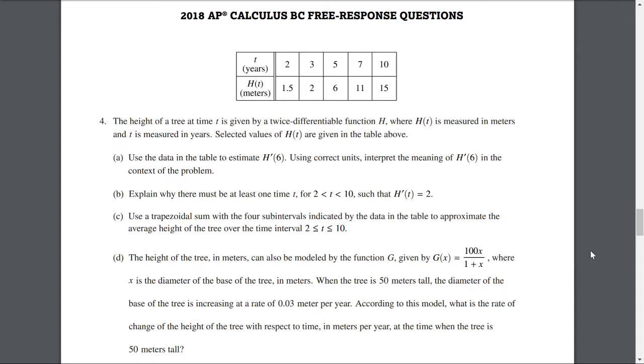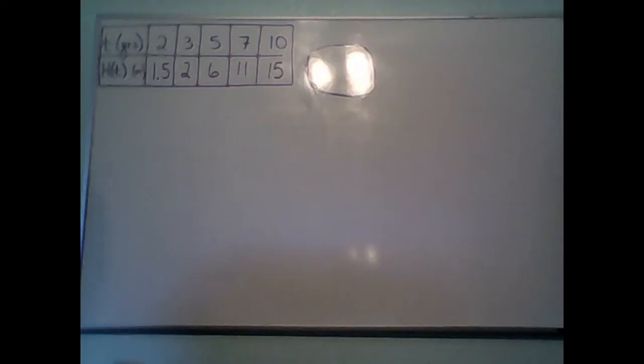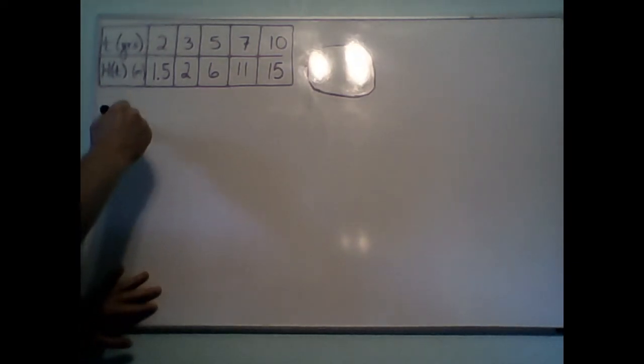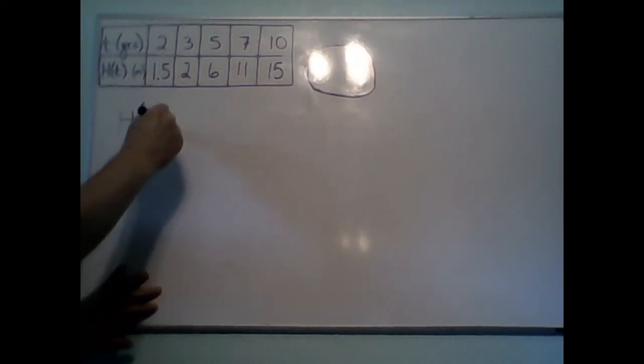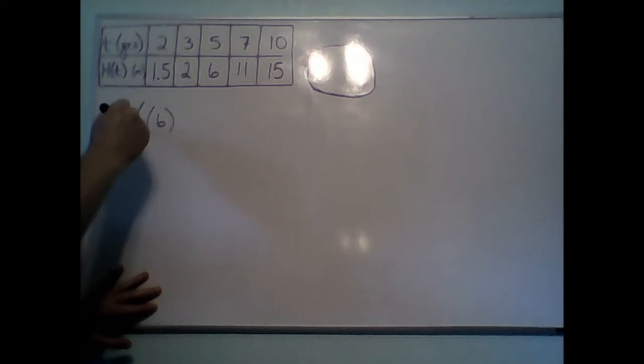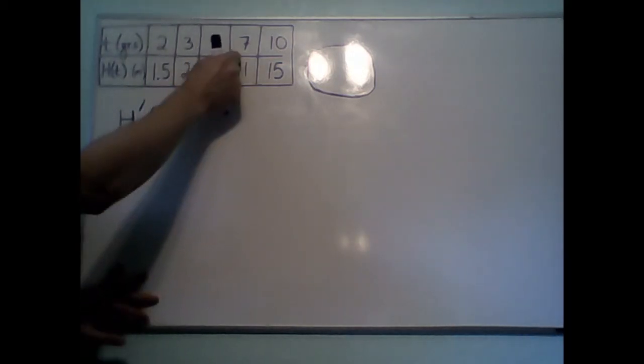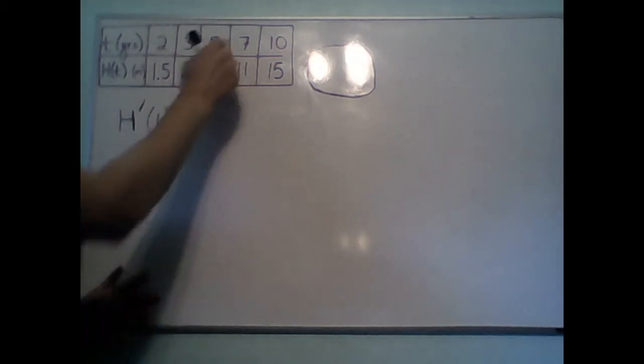So let's go to the whiteboard. I've copied the table here for our convenience. We want an approximation of h prime of 6, which is the rate of change of h when t is equal to 6. We don't have t exactly at 6, unfortunately, but we have t at 5 and we have t at 7. So what I can do is say that the rate of change of the function h, right, that's the derivative. Derivative is the rate of change. The rate of change at 6 is approximately the average rate of change when t goes from 5 to 7.